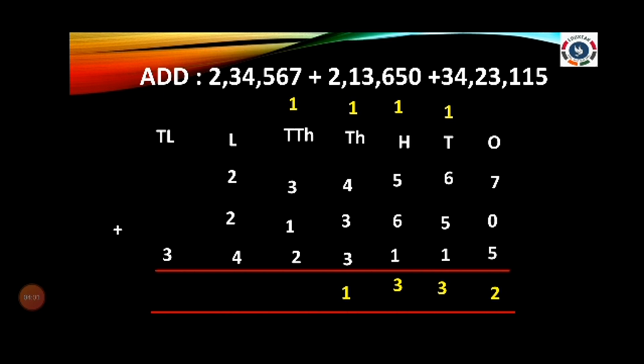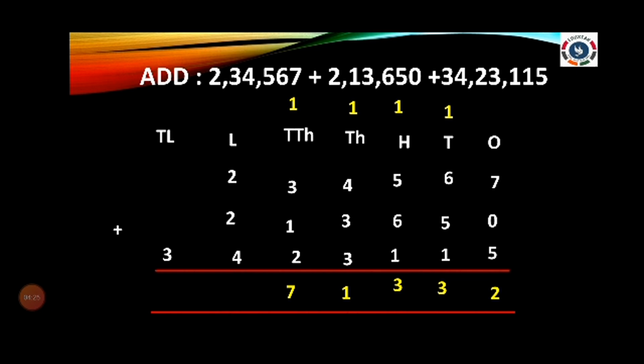Now what do you have in the ten thousands place? 1, 3, 1, 2. Now you add all together. 1 plus 3 how much? 4. 4 plus 1? 5. 5 plus 2? 7. So that is a 1-digit number. It doesn't have any carry. So you have to write 7 in the ten thousands place.